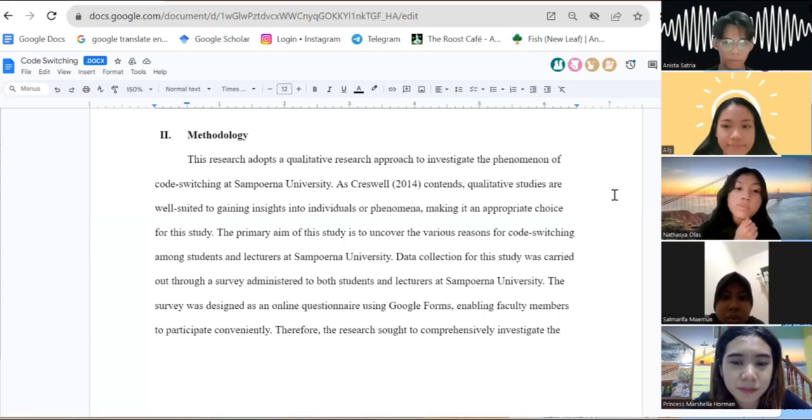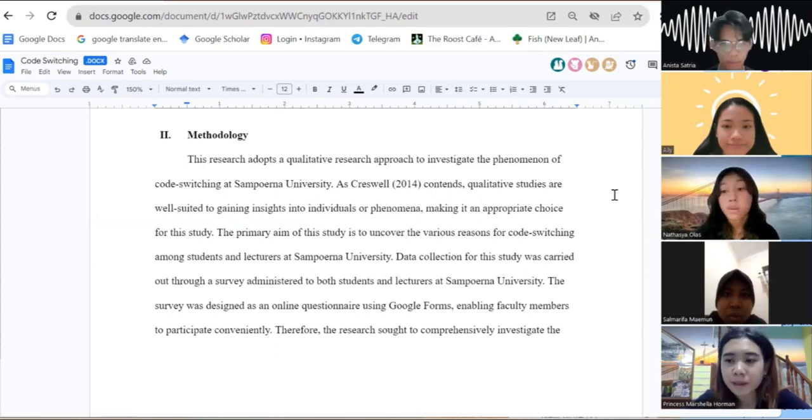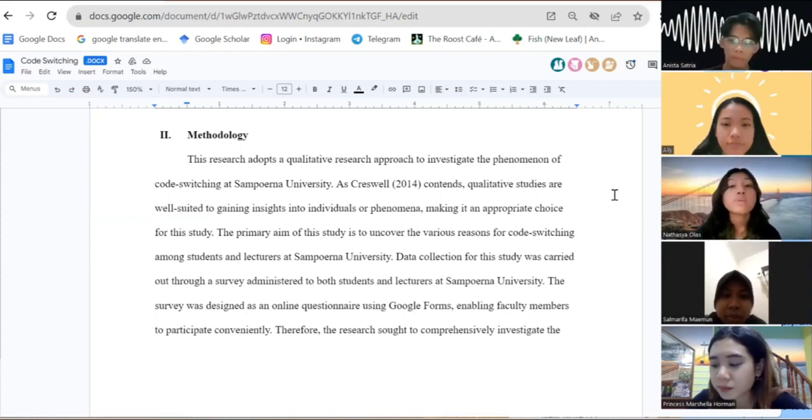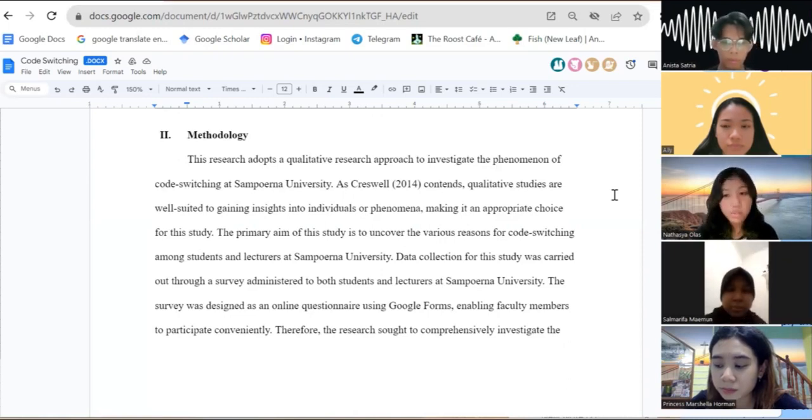And the next one is the method, and as you can see, we adopt the qualitative research approach to investigate this phenomenon of code switching. You can also see a statement from Creswell, who says that qualitative studies are well suited to gaining insight into individuals or phenomena, making it an appropriate choice for this study. That's why the primary aim of the study is to uncover the various reasons for code switching, as we also mentioned in the introduction.